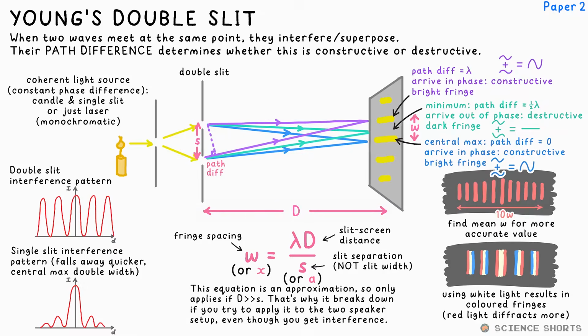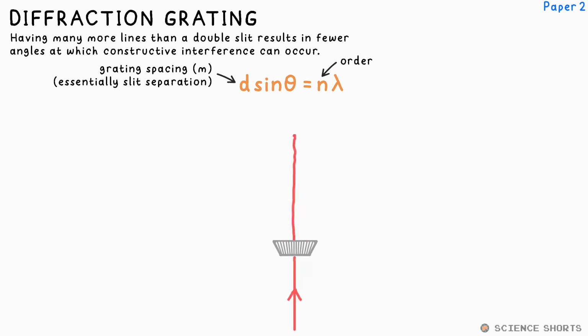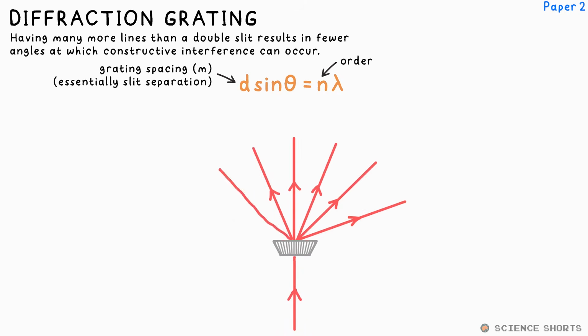If you replace the double slit with a grating of very small lines separated by line spacing little d, you only get constructive interference at a few points very far away from the central max. We call these orders now instead of fringes. The central max is the 0th order. As we're dealing with large angles, we don't use Young's double slit equation here. So we use the more accurate equation, n lambda equals d sine theta.